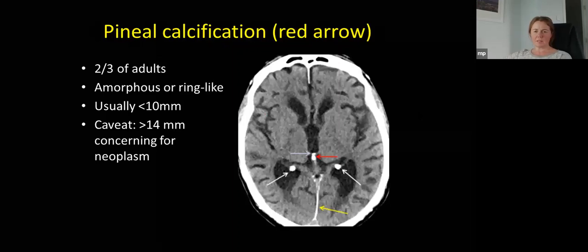So pineal calcification is actually extremely common, two-thirds of adults, and it can be amorphous or ring-like, or it can be mixed, and it's usually under a centimetre. If you have more than 14 millimetres of calcification in the pineal, then you might start to think about a pineal neoplasm.